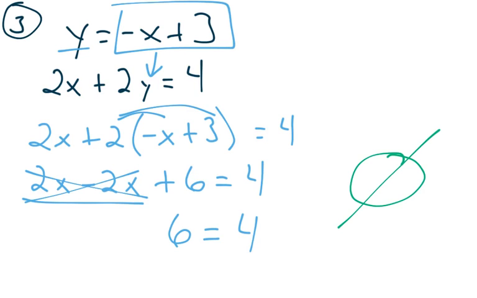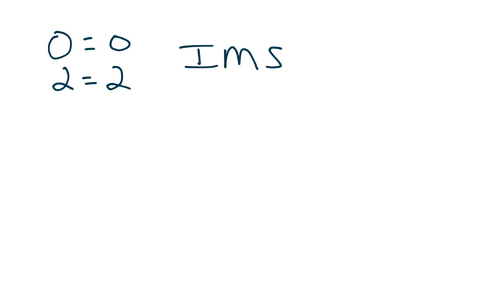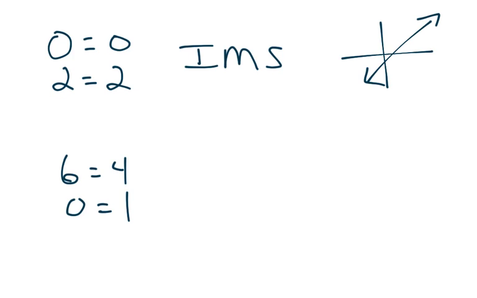Now, how do you know what the difference is? If you get something in the end that looks like 0 equals 0, or 2 equals 2, I don't think that would happen, but it's possible, this one is IMS, infinitely many solutions. It means the two lines are the same. If you get something like the last problem where we had 6 equals 4, or you could have 0 equals 1, something like that, then it's no solution.